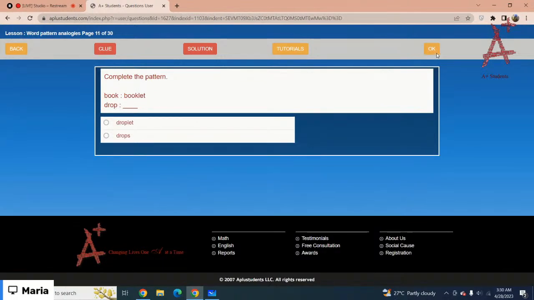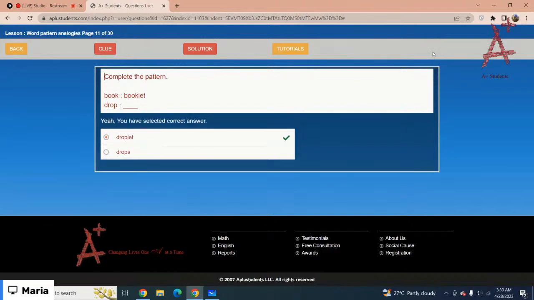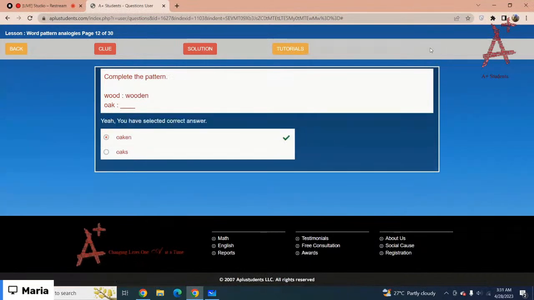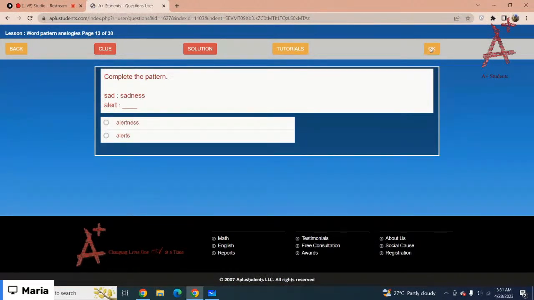Book, booklet. So drop. Yes, that is droplet. Book, booklet, and drop, droplet. So that is option number one. Wood, wooden. Oak. Wood, wooden, oak, oaken. That is option number one. Sad, sadness, alert. Yes, that is alertness. Can you guys hear me?